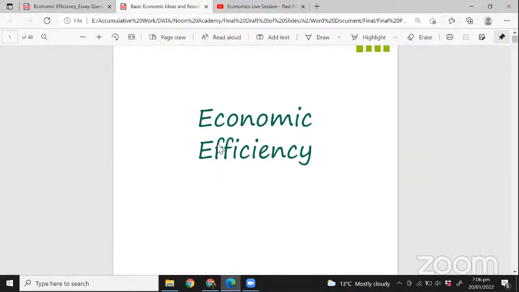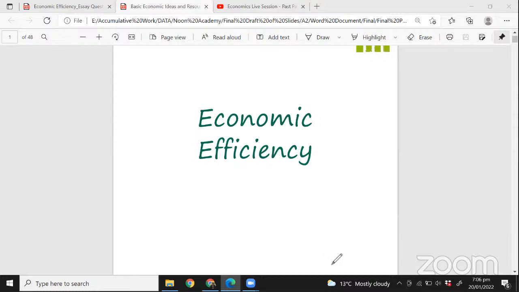So the first topic in A2 economics is economic efficiency, right? Now, what is economic efficiency, students? So economic efficiency is the concept that says that countries should make the most efficient use of their resources. Now think about this. Why is making the most efficient use of resources important, right?